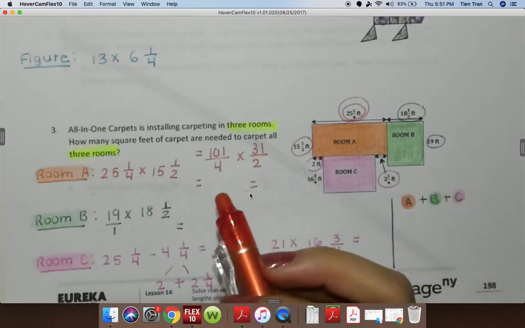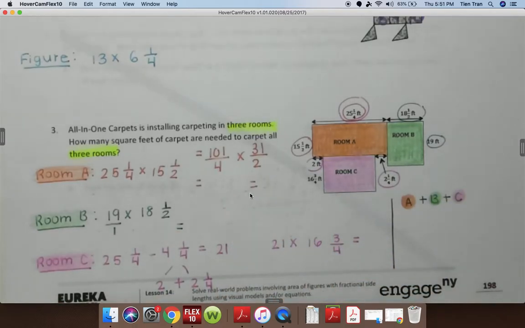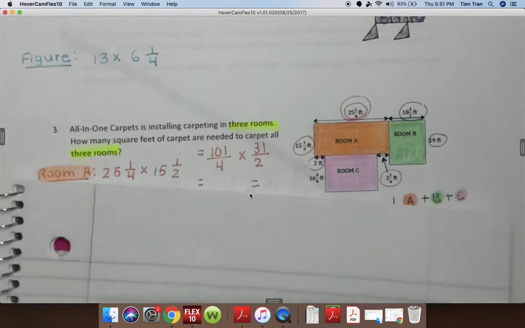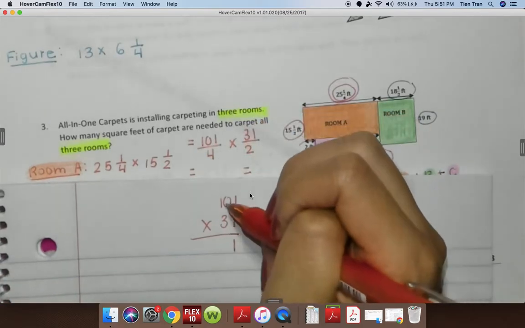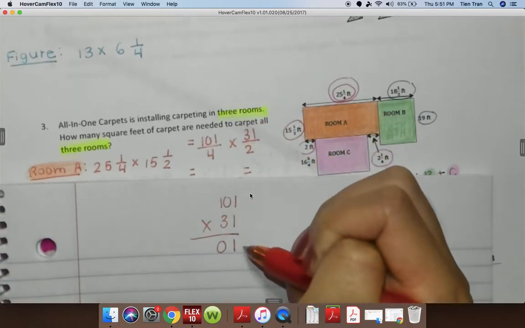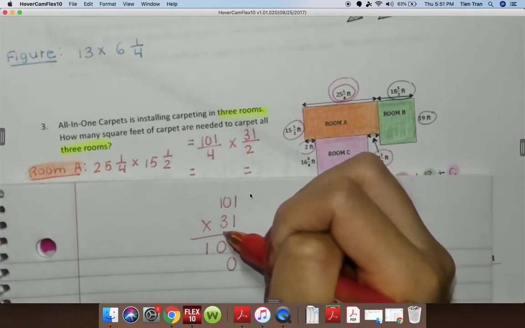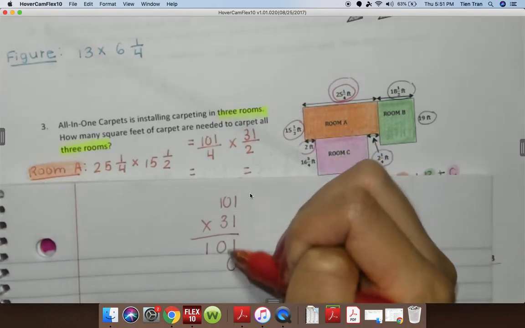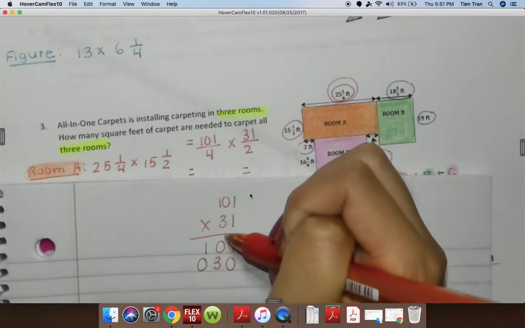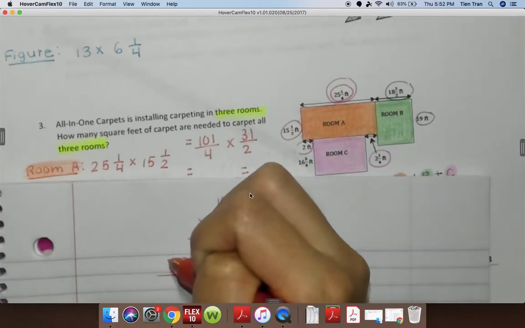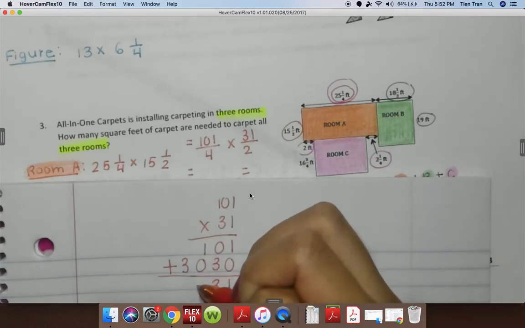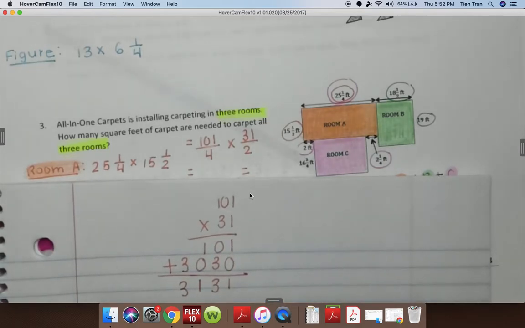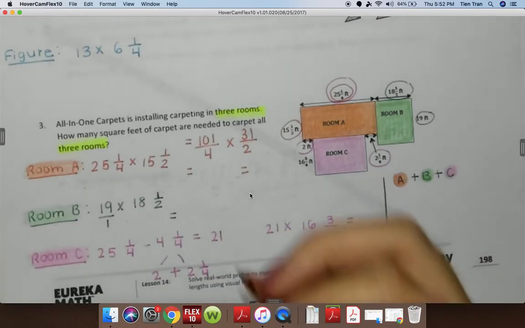So now I'm going to multiply. I have 101 times 31. I'm going to show you how I am doing that. 101 times 31. 1 times 1 is equal to 1, 1 times 0 is equal to 0, and 1 times 1 again is equal to 1. I'm going to bring down my 0 because now I'm multiplying in my tens place. 3 times 1 is equal to 3, 3 times 0 is equal to 0, and 3 times 1 is equal to 3. I'm going to add everything together. 1 plus 0 is 1, 3 plus 0 is 3, 0 plus 1 is 1, and bring down my 3, which gives me 3,131.